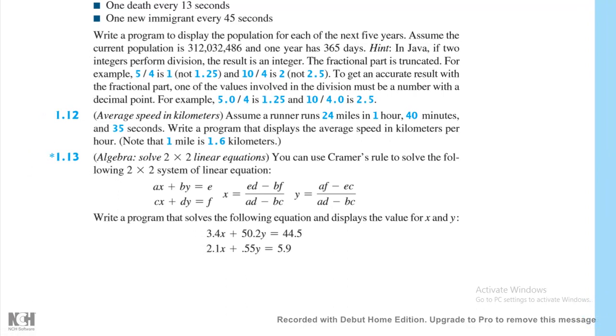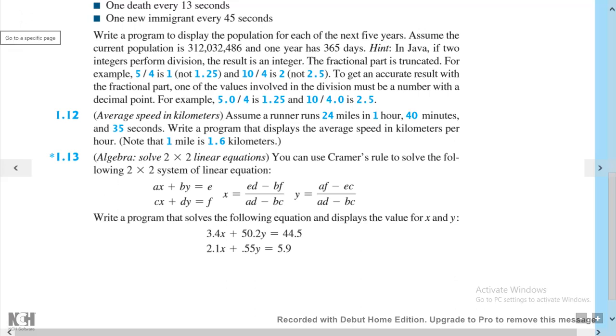Okay, they're telling us you can use Cramer's rule to solve the following 2x2 system of linear equation. So they told us that ax plus by equals e and cx plus dy equals f. So from that, they're telling us that you can find the value of x by doing this and the value of y by doing that. Okay, so write a program that solves the following equation and displays the values for x and y. But that's not what you want to do.